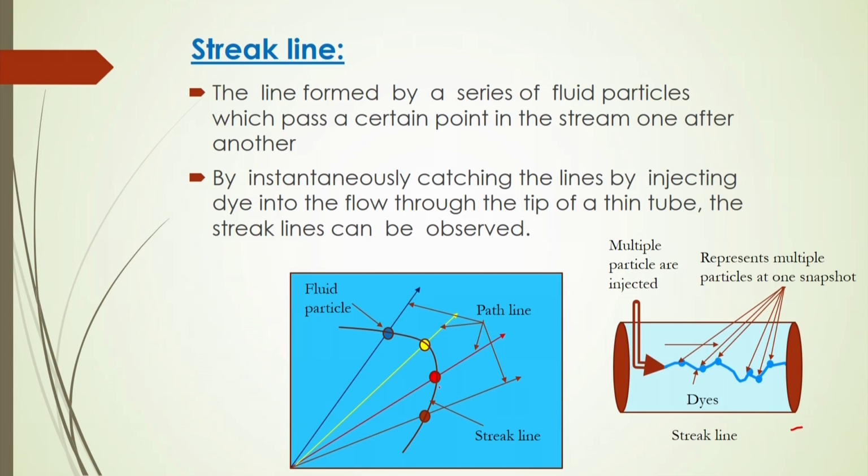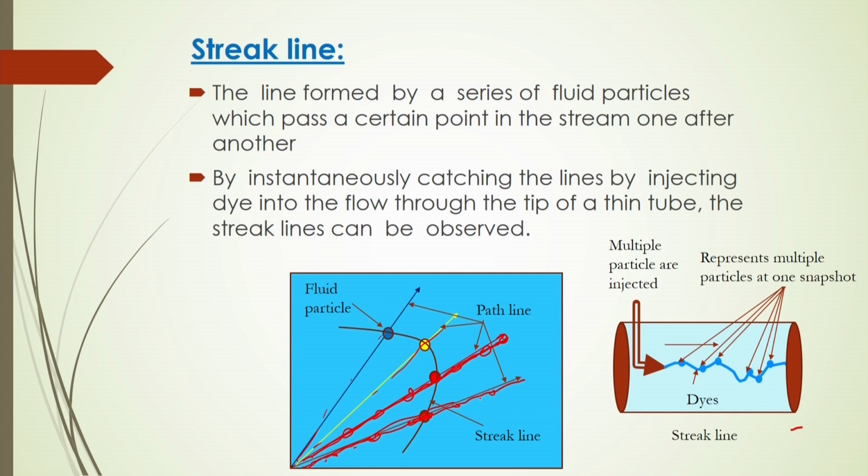See here, this is one path line and this is another path line. These particles will follow this point with respect to time, and here these particles will follow this position. So, joining this changing position is called the path line here.